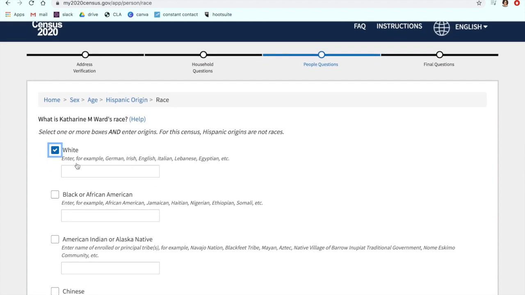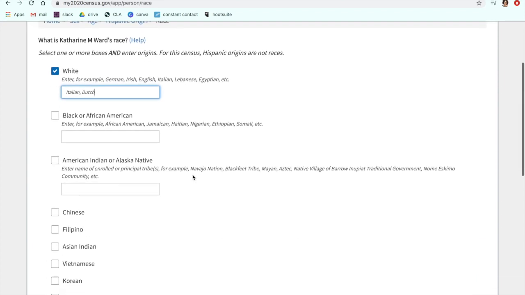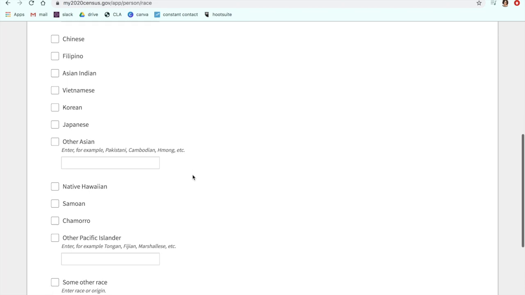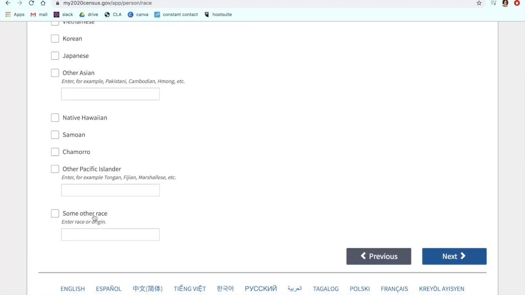So I am going to say Italian and Dutch. I don't know if that's what they really want. It looks like they do. So I'm Italian and I'm Dutch. All of the rest of these I won't be clicking, but we have all of these options. Some other race. You're free to put all of these names in.